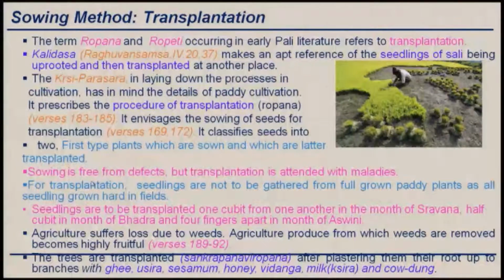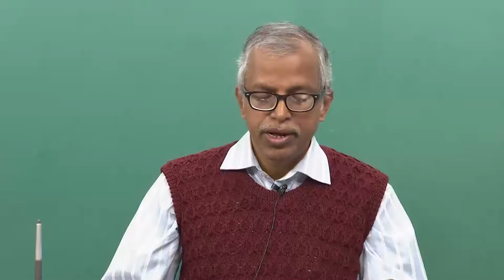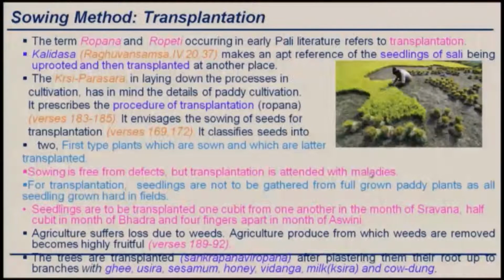Whenever you sow, the sowing should be free from defects. But once the plant is grown and you want to take it, you can also check the quality of the plant before you place it or transplant it. So transplantation is attended with maladies, whatever problems there are should be set aside, and the right one has to be chosen. That means a person has to have knowledge about which is right and which is wrong, of course with experience. Me and you cannot really do that, because we do not have experience of transplantation or looking at this.